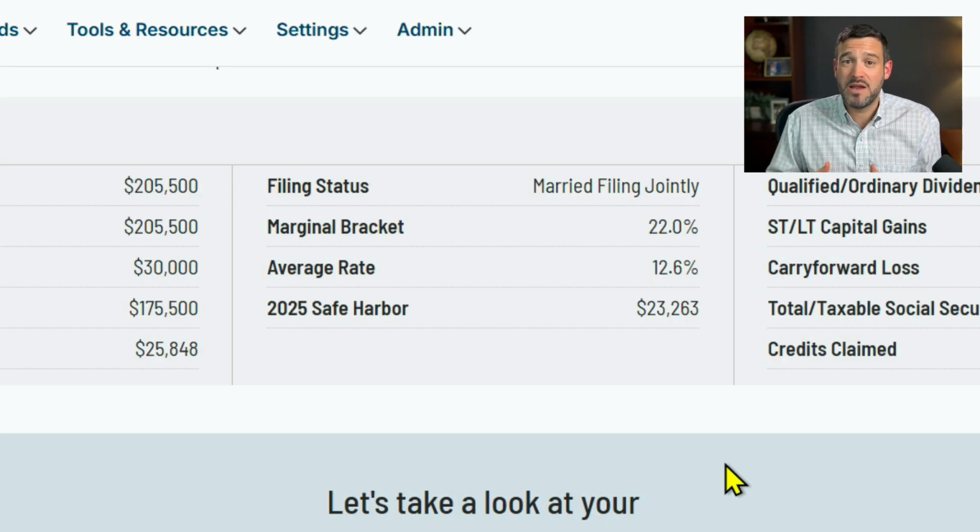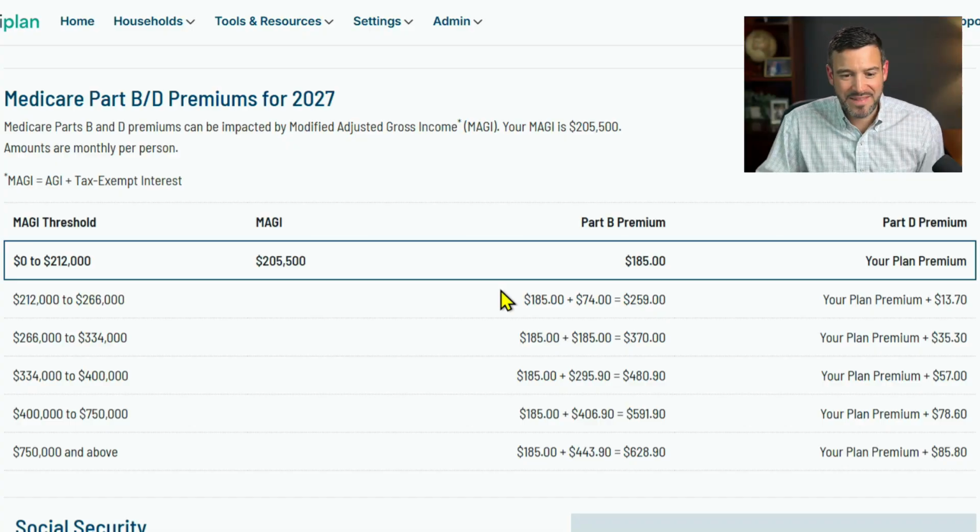So effectively, bringing up our average rate for every additional dollar that we make. Now the other thing that we have to look at is those Medicare premium surcharges. Now this couple is bringing in over $200,000 a year, and that puts them right at the threshold. So it's pretty high. It's $212,000 for a married filing jointly couple, but they're only at $205,000.